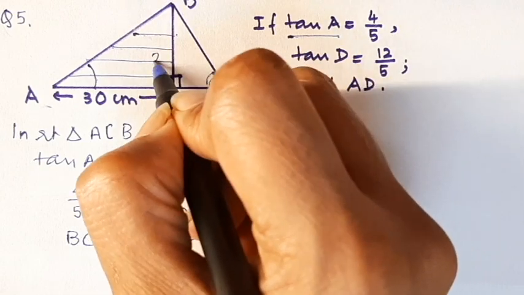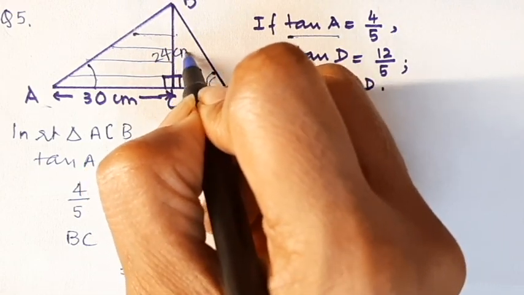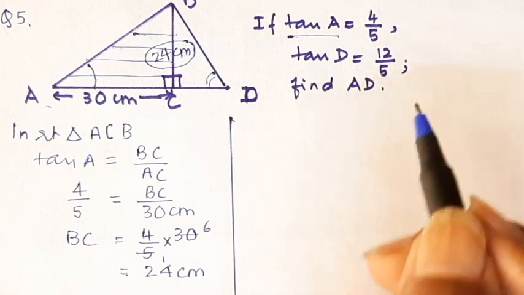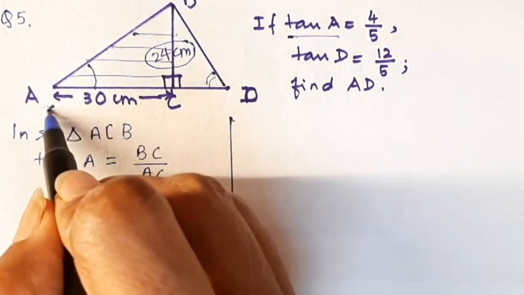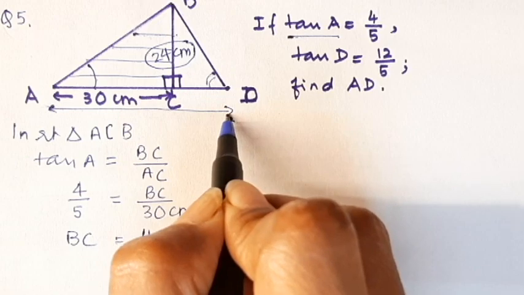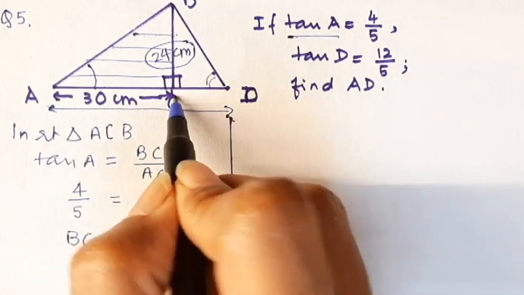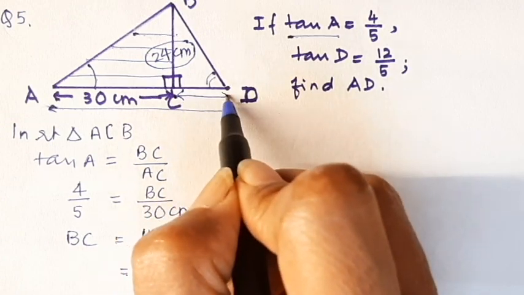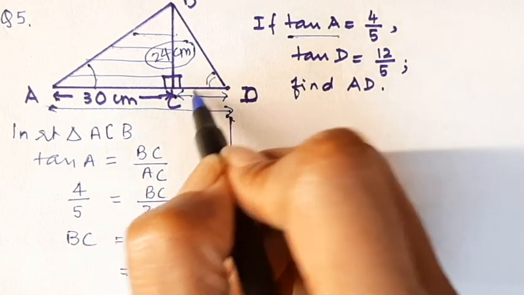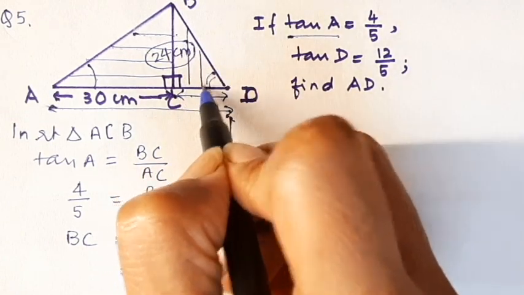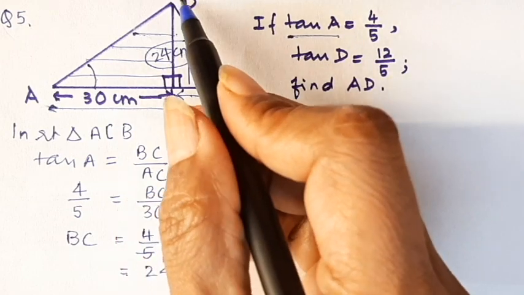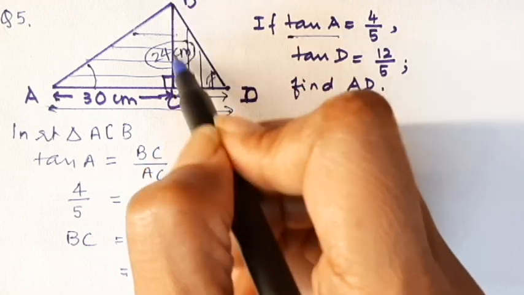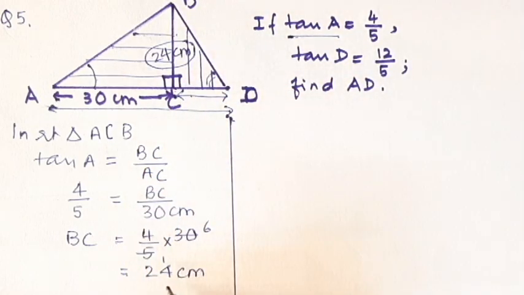Now this is our 24 centimeter. This is our BC. We have been given this. But we want AD. Now AD is from here to here. We already know AC is 30. So in order to find AD, we would need to find CD as well. Now CD means we'll have to take this right triangle. Which one? Triangle BCD, in which we needed BC, which we already found out.